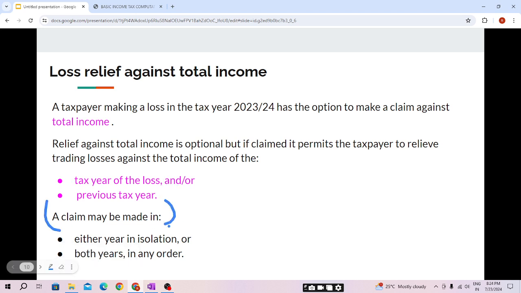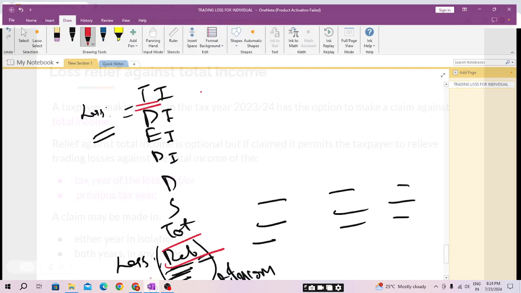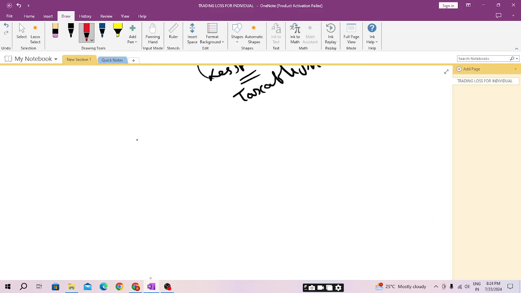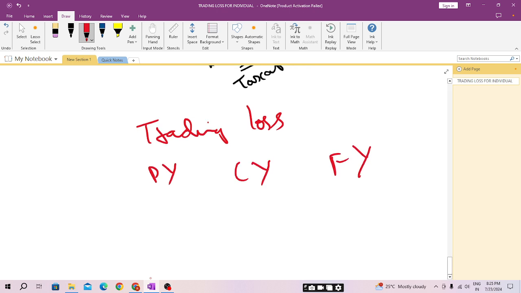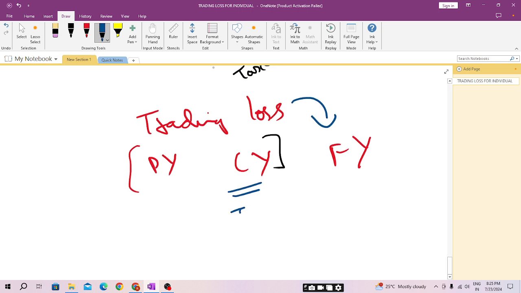A claim may be made in either year in isolation, that is in this year, or in both the tax years, in whichever order, no issues of the order. So students, this means here that an individual having a trading loss in the previous year, current year and future year, if no claim is made, directly carry forward it.